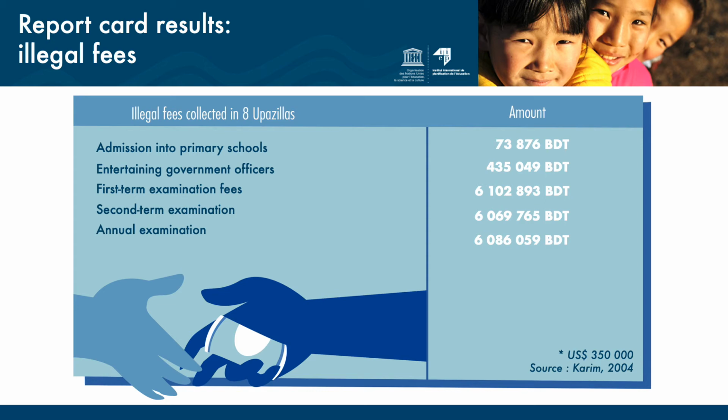In total, this survey allowed us to calculate that more than 350,000 US dollars were paid by parents on an annual basis to get their children into the schools and to pass the exams. After these results were released, it generated a very useful discussion between schools, parent-teacher associations, and local authorities to address this phenomenon.